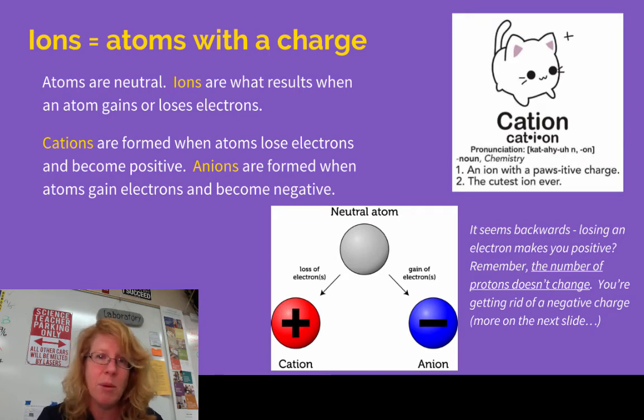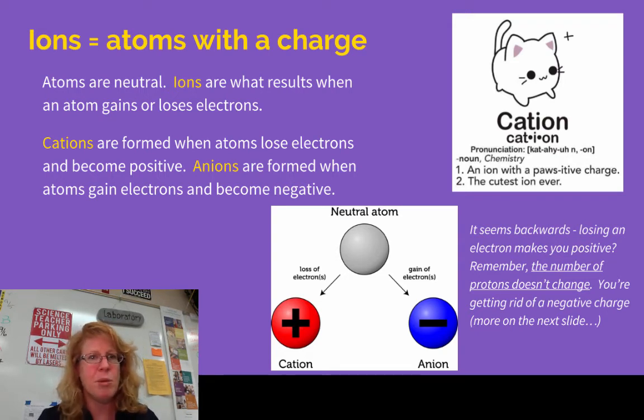If you like cats, that should help you remember that. And that's when atoms lose electrons. Anions are negatively charged ions, and that's when atoms have gained electrons. So it's kind of a weird backwards idea. Again, losing electrons makes it a cation, gaining electrons makes it an anion.